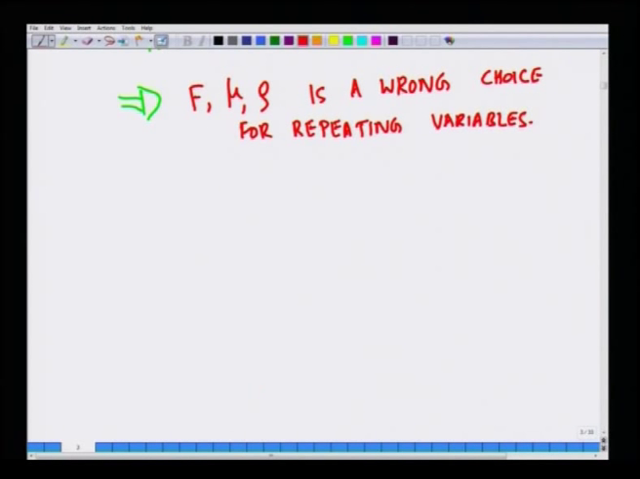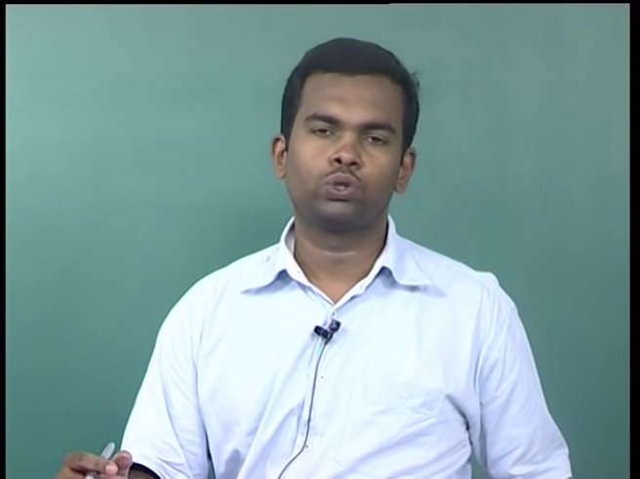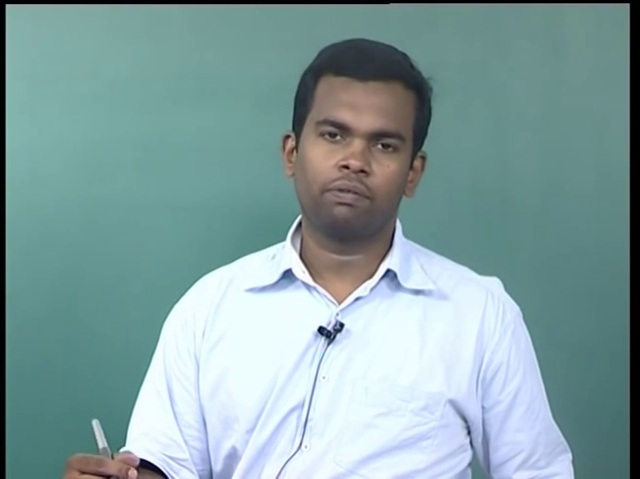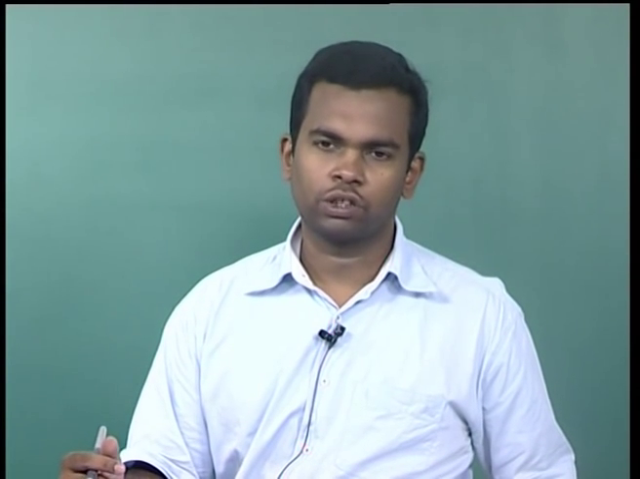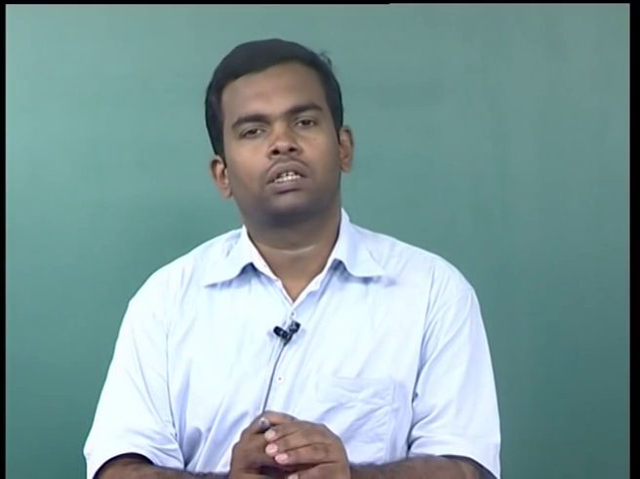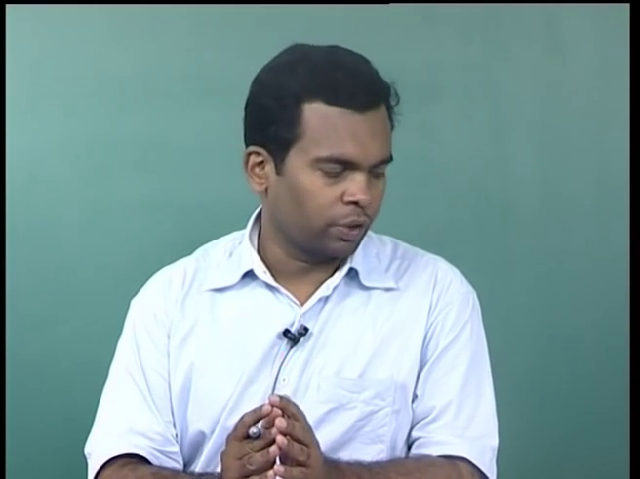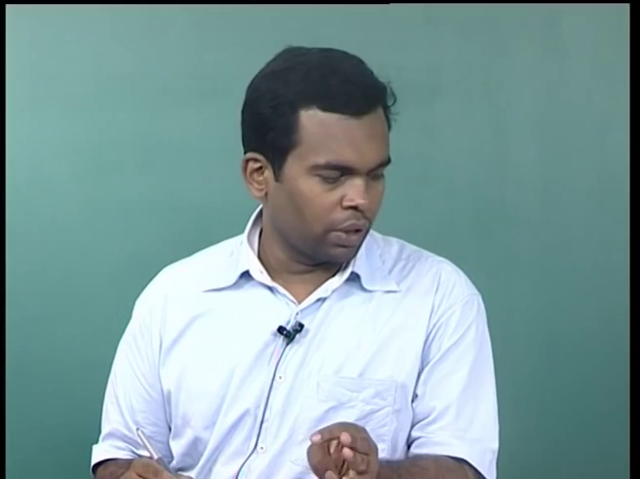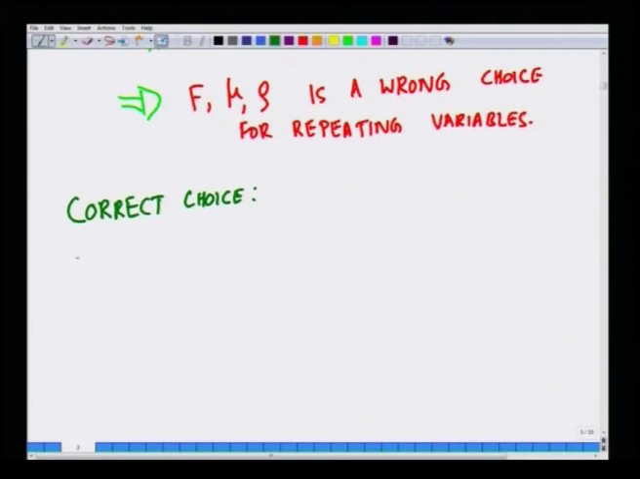So, let me now write down a correct choice. One of the correct choices, there could be others also. All I am trying to get at by doing this wrong example is that you cannot choose any three parameters and say I will construct all the fundamental dimensions out of them, because as I have just shown, it is not always possible. So, you have to choose those three variables from which you can construct all the three fundamental dimensions.